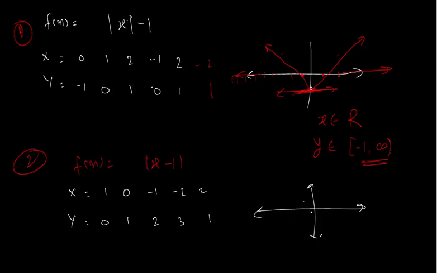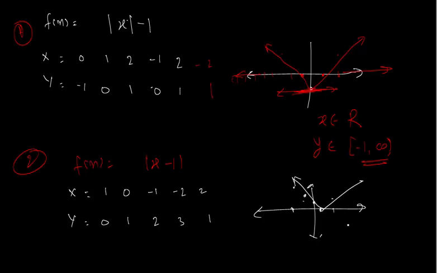Just substitute all these points. For 1 we have 0, so 1 comma 0. For 0 we have the point 1, and this is the point here. Then for -1 we have the point 2 here. Then for -2 we have 3 here. Then for 2 we have 1. If you join all these points, you will get this kind of line graph.